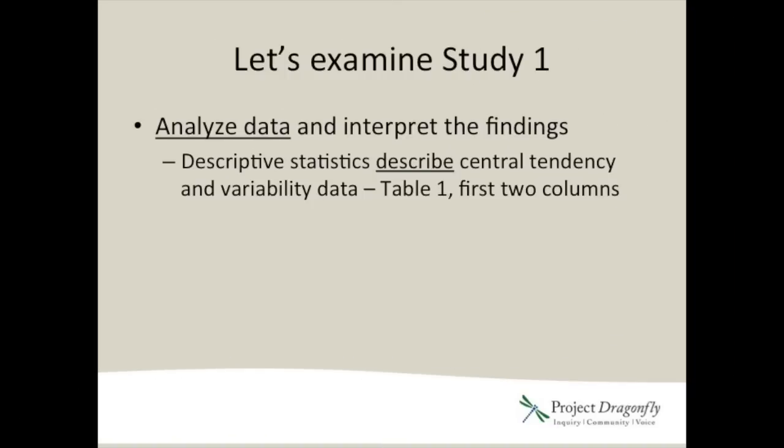So next we'll look and analyze the data before we can interpret the findings. When we think about statistics, there are two types of statistics to bear in mind, and the first type of statistics are descriptive statistics. These descriptive statistics describe central tendency and variability data. So often these are issues like mean and standard deviation, and these data were presented in Table 1 in the first two columns of the paper.